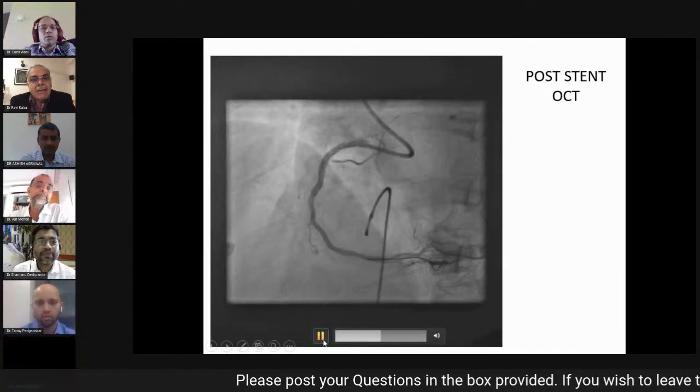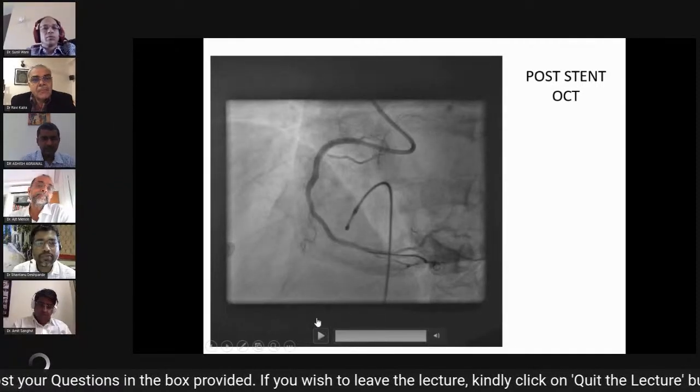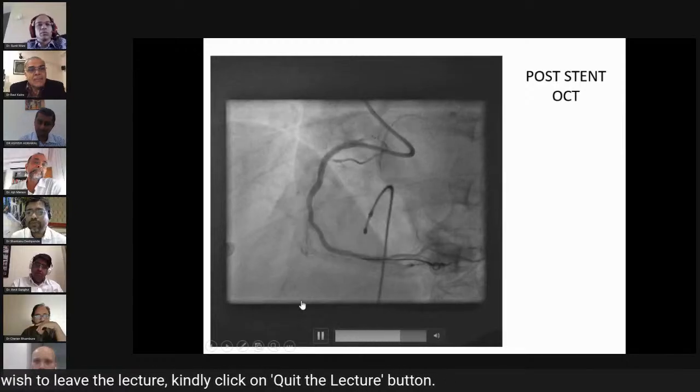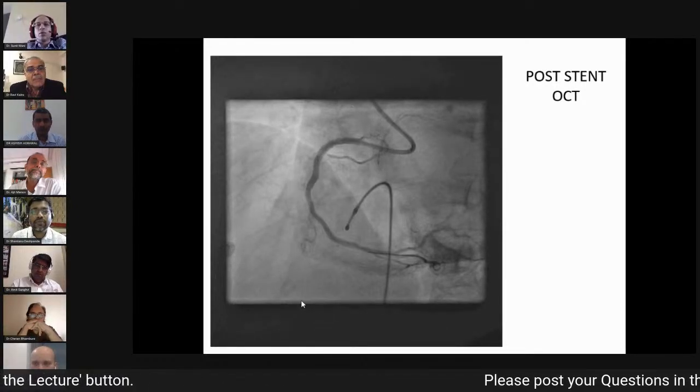Okay, Ashish, go ahead. Yeah, so this is the OCT post angioplasty. We try to take the guiding catheter back as far as we can so that we can see the proximal portion also.